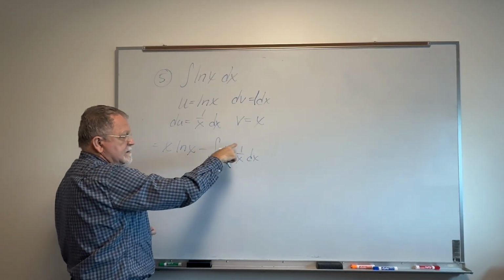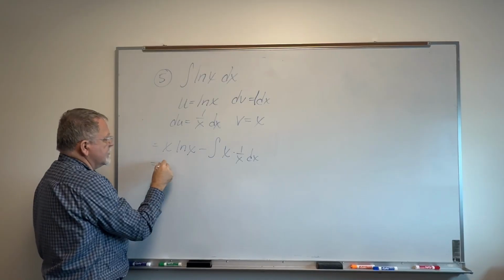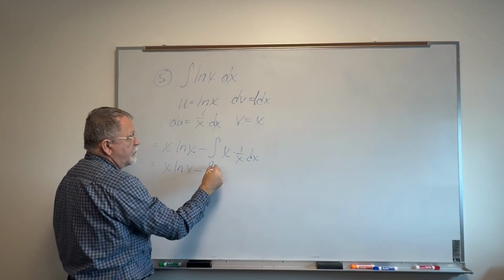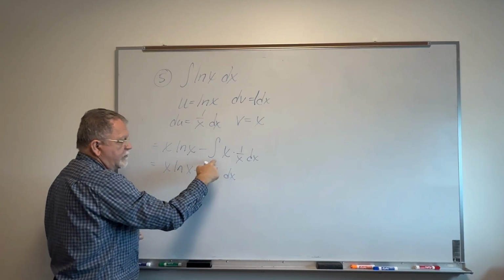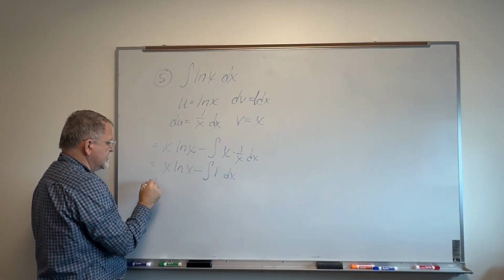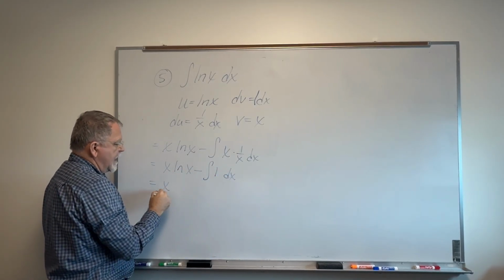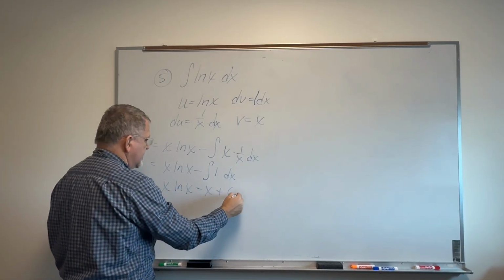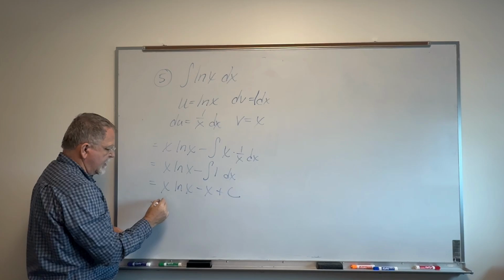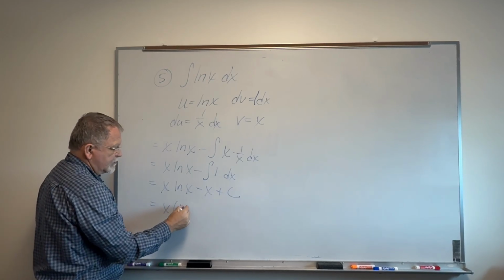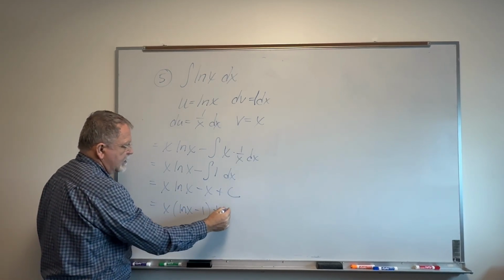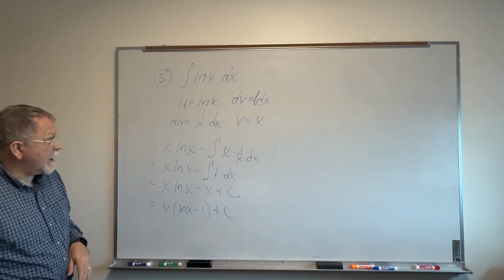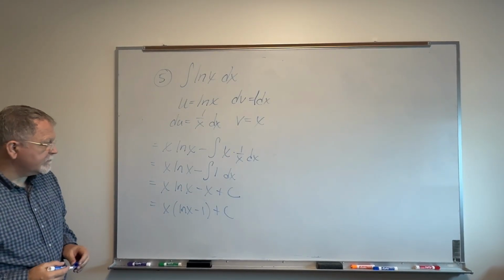Well, that's nice here because the x's will cancel. So this is x ln of x minus the integral of 1 dx. Well, the integral of 1 is just x. So this is equal to x natural log of x minus x plus a constant. If you want, you can factor out the x and get x times the natural log of x minus 1 plus a constant. So you can leave it here if you want, or you can leave it in this form. Either way is fine. All right.